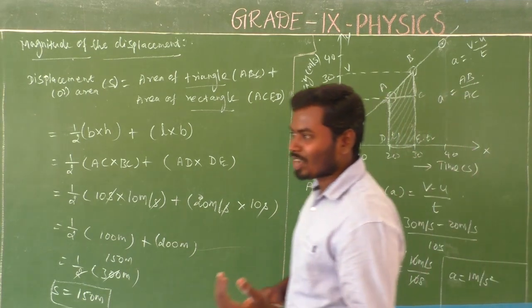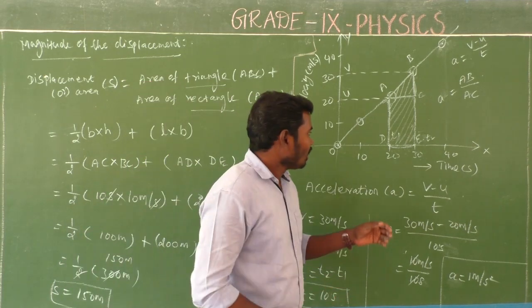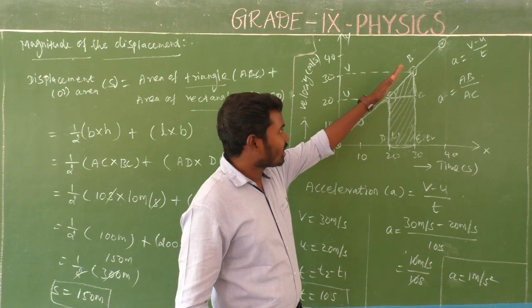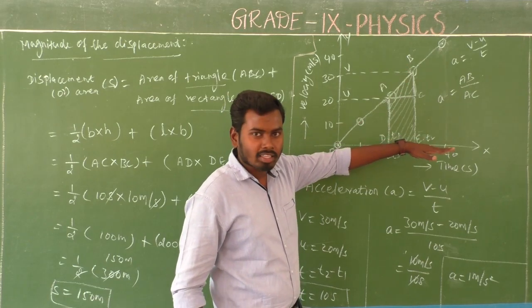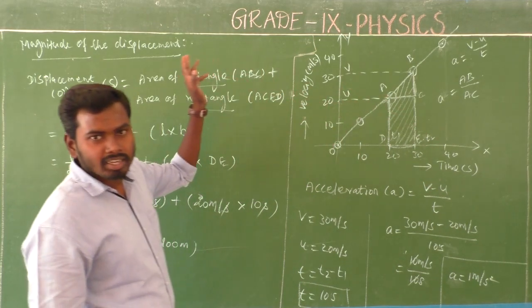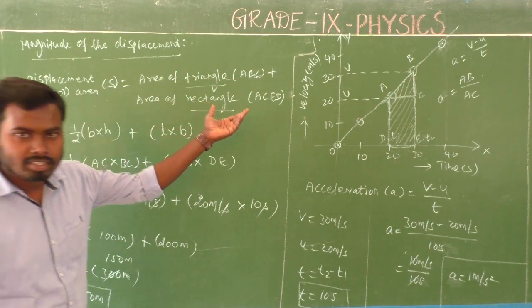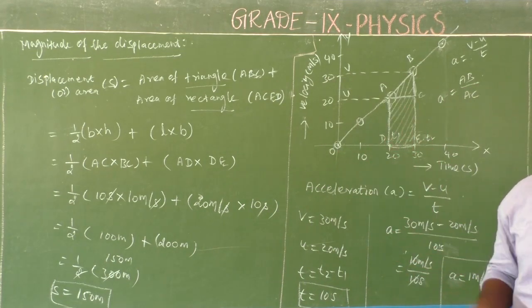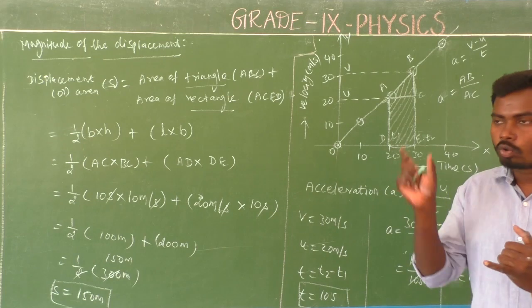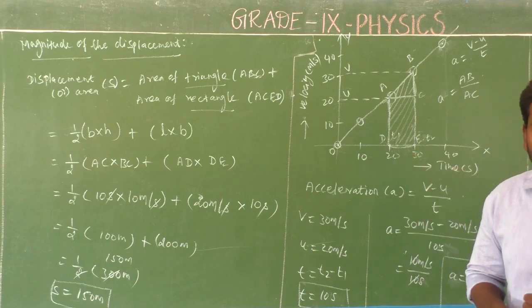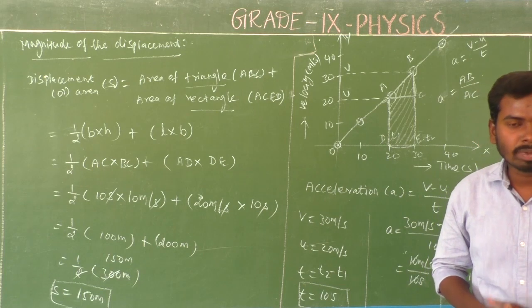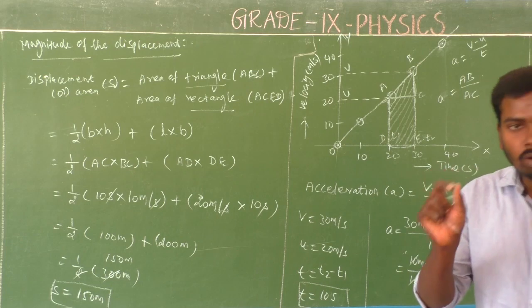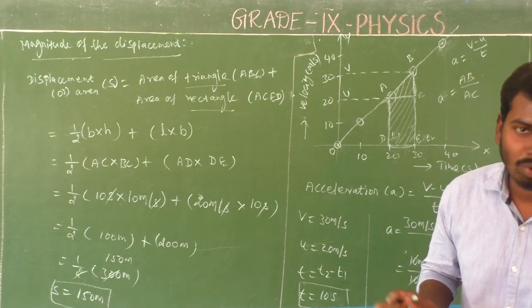So finally, let's come to the conclusion. What is the conclusion? In a velocity time graph, if the straight line is inclined to the time axis, which means the x-axis, we can say the object is at uniform acceleration. Is it clear? Yes. So with the help of the velocity time graph, we can find out the acceleration of the object during a particular interval of time, as well as the magnitude of the displacement covered by the object during the particular interval of time. Is it clear? Yes. Okay, very easy.